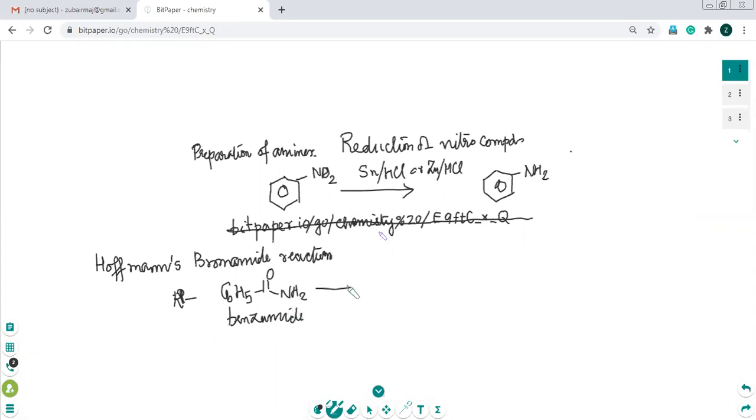This is treated with potassium hydroxide and bromine. The product you get is RNH2, C6H5NH2. Look at that, the CO group has gone, plus potassium bromide, plus potassium carbonate, K2CO3, plus water.